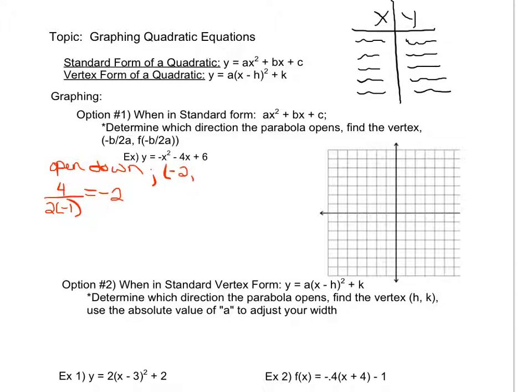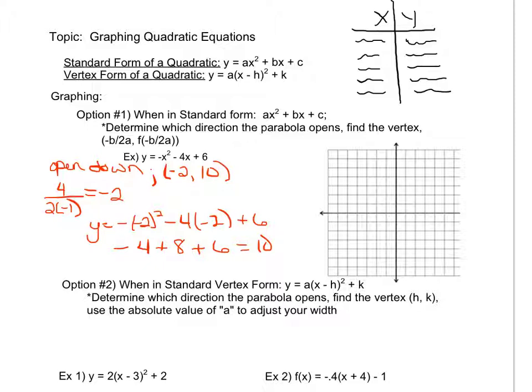The vertex is a point, so I need a y value. And y is going to be the negative of -2 squared minus 4 times -2 plus 6, which gives me -4 plus 8 plus 6, which gives me 10. So my point is at -2, 10.